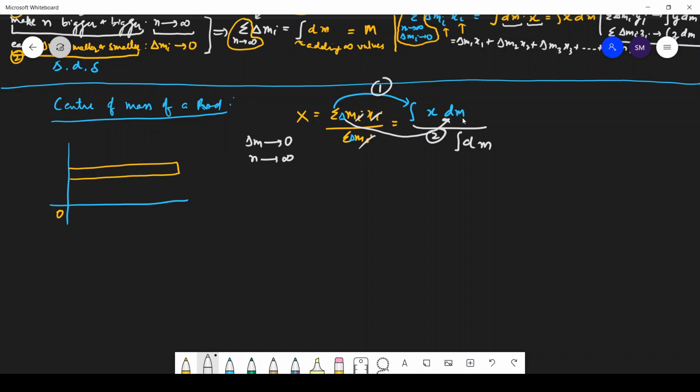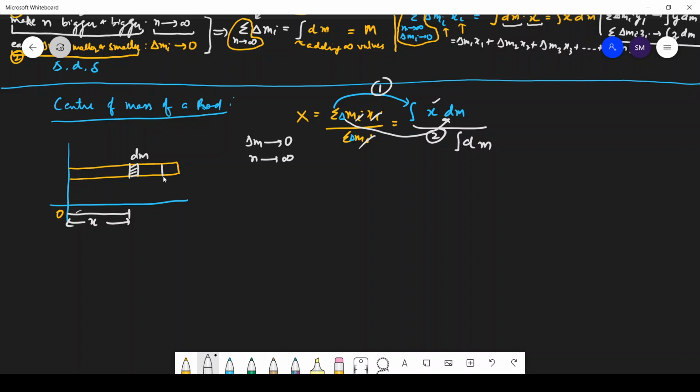Students, I have told you one thing: this delta m is the small mass. So let us consider the small mass here. This is dm. What is this x? Here the delta mi was at a distance xi. So here this small mass I am considering is at a distance x. It's so simple. Is this okay?